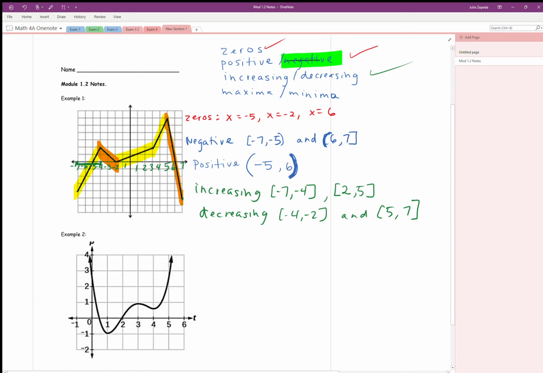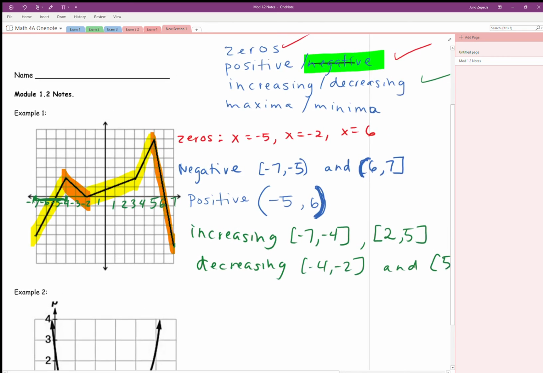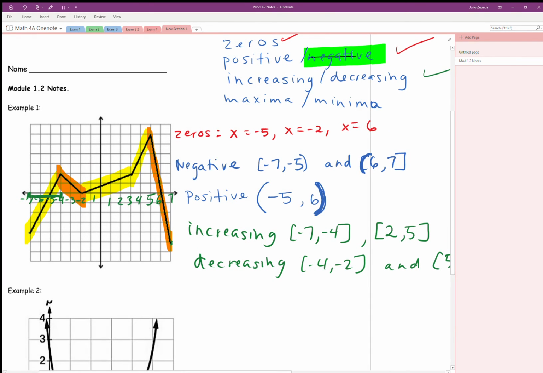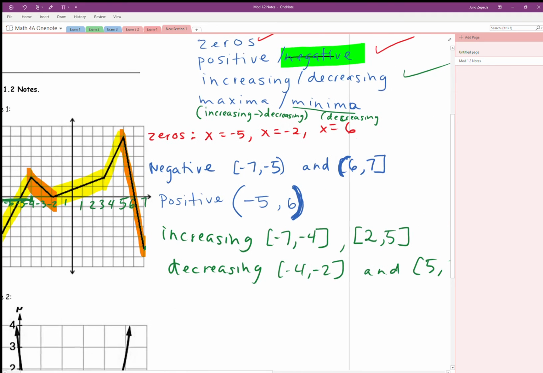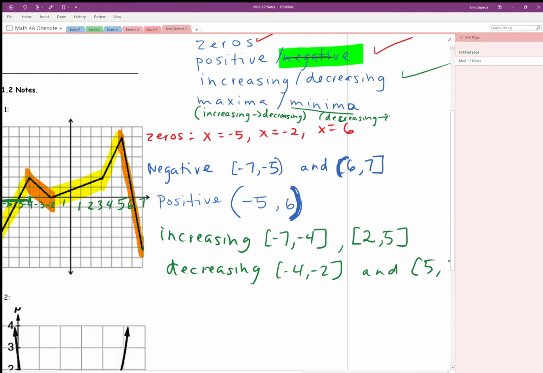Okay, now maxima and minima. Basically, a maxima or maximum would be a point where it changes from increasing to decreasing. And then minima would be vice versa. It's going from decreasing to increasing.